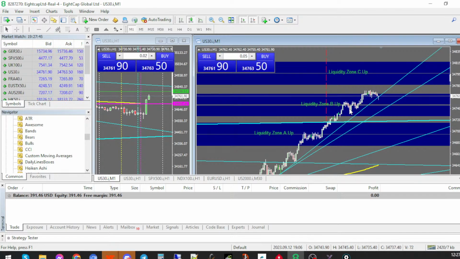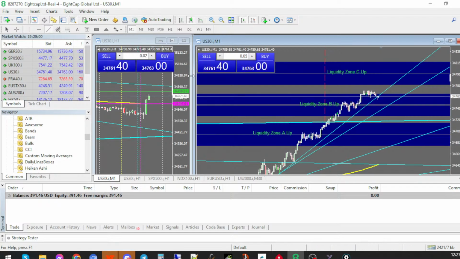Okay, so this is the second break, it looks like. No, this was the first break. I think this here is the second break. So let's see how price reacts at that level. If price goes back to the upside.